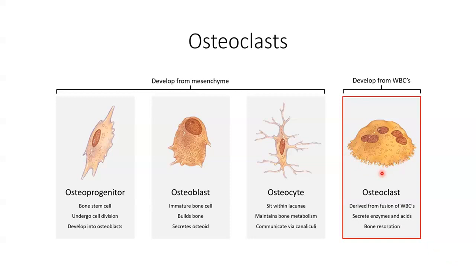From this ruffled border, the cell releases powerful enzymes and acids, which break down the protein and mineral components of the underlying extracellular matrix of bone. And this breakdown of the bone extracellular matrix is termed resorption. Resorption is part of the normal development, maintenance, and repair of bone tissue. When the extracellular matrix is broken down, the calcium and the phosphate, which was deposited into that network of collagen fibers, can then be returned to the blood. So osteoclasts can therefore also play a role in both blood calcium and phosphate homeostasis.